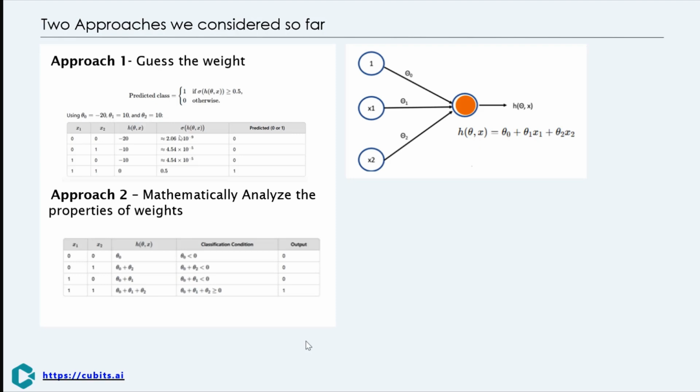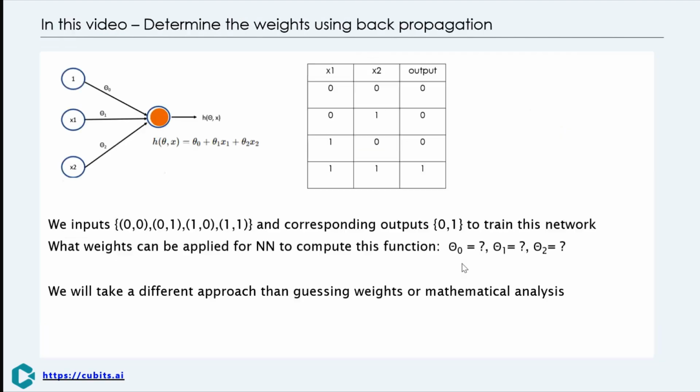In the second approach, we mathematically analyzed the properties of the weights. We tried to figure out what the constraints on theta 0, theta 1, and theta 2 are under the conditions that we want to get these outputs. We found that many combinations of thetas can satisfy these constraints, as in approach 2. You can watch the previous videos to see more details. So in this video, we will try to determine the weights using backpropagation.